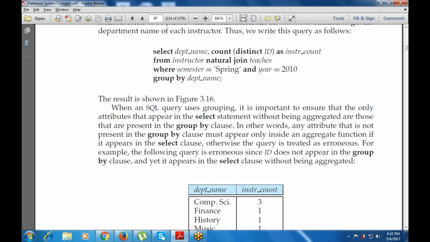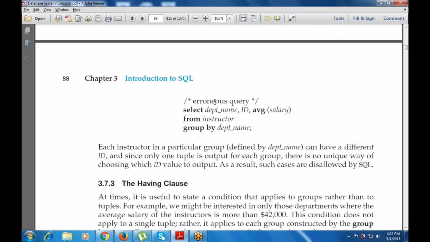And when an SQL query uses grouping, it is important to ensure that the only attributes that appear in the select clause without being aggregated are those present in the group by clause. For example, consider this erroneous query. Since ID does not appear in the group by clause, it appears in the select clause without being aggregated. This is an erroneous query: select department name, ID, average salary from instructor grouped by the department name. Each instructor in a particular group defined by the department name can have different IDs, and since only one tuple is output for each group, there is no unique way of choosing which ID value to output. As a result, such cases are disallowed by SQL.